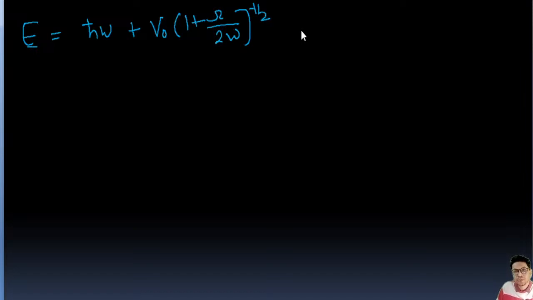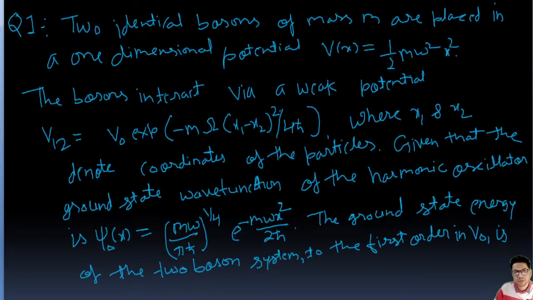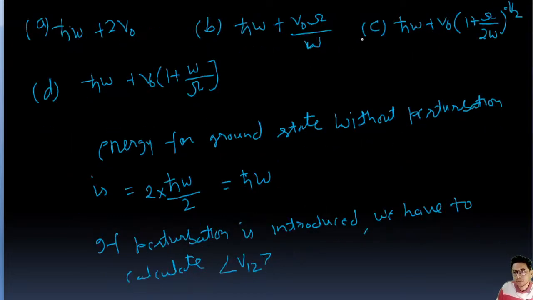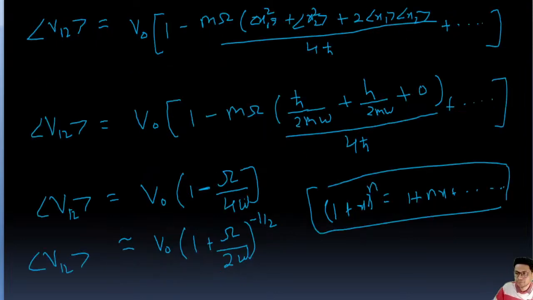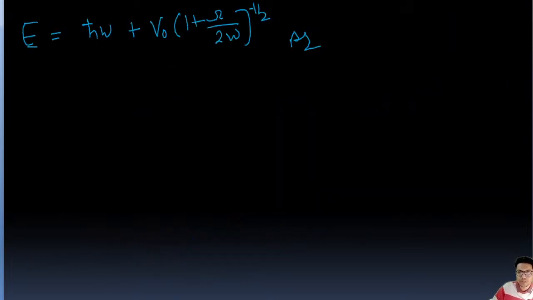Well, this is the answer, guys, okay? So which option is matching? Let me check. So option number C is matching, guys, okay? h cut omega plus V naught into 1 plus omega upon 2 omega to the power minus half, okay? So this is the correct answer, guys, okay?